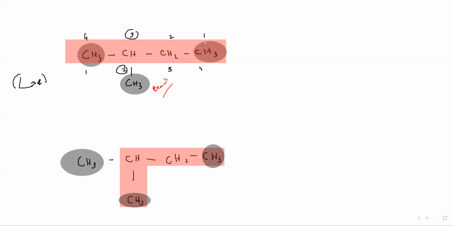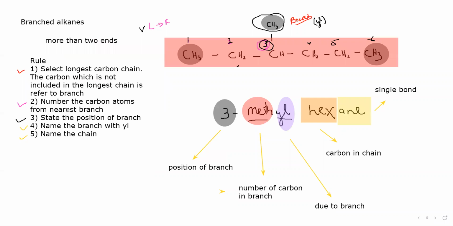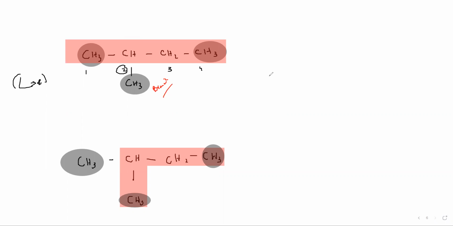So only one way you will follow. It's not like you will follow both numberings. You will just erase the one which you are not following. So we are following from left to right. Now the second, so we number the carbon atom. Second point is done. Then state the position of the branch. Which position do we have a branch? So second position we have a branch. So I will write 2.